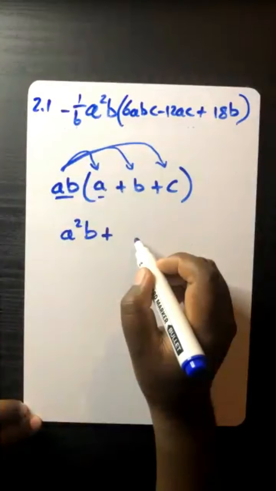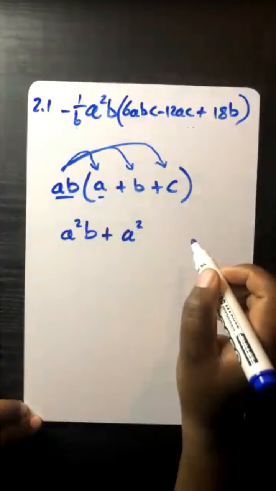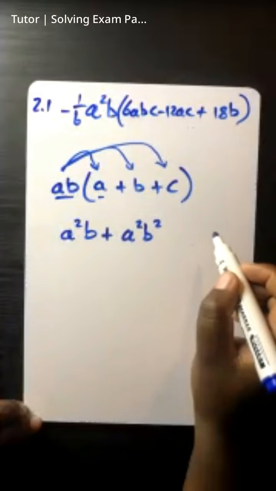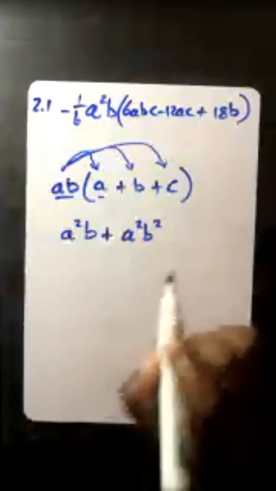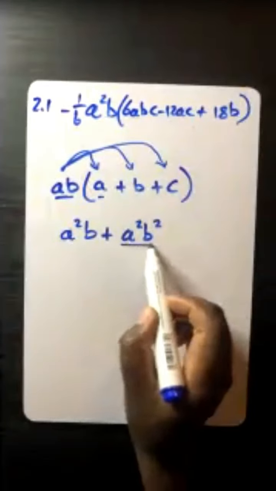A squared, A squared, b squared. b squared, ne? Yes, sir. Okay, now let's have a look. It cannot be a squared.